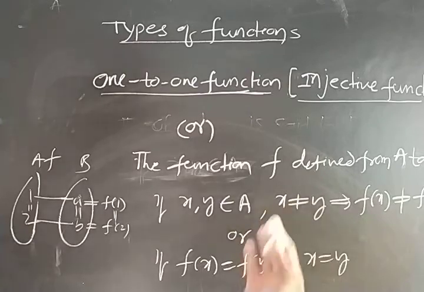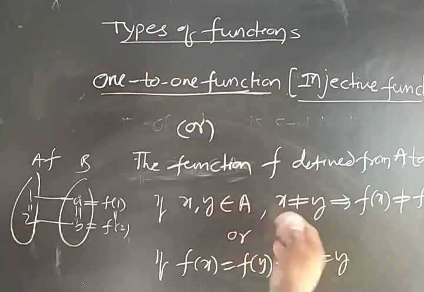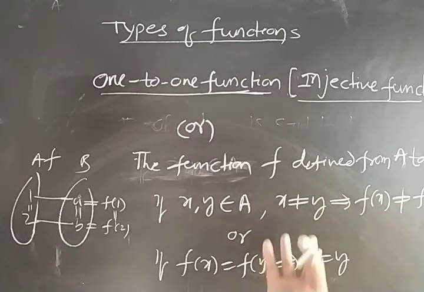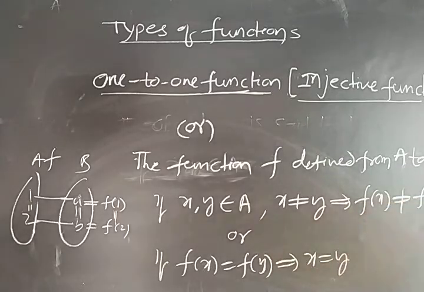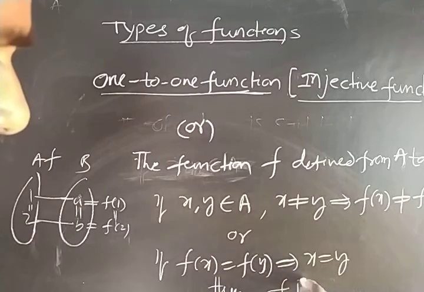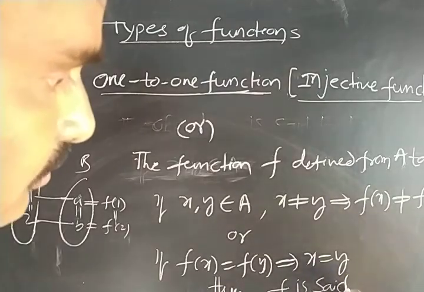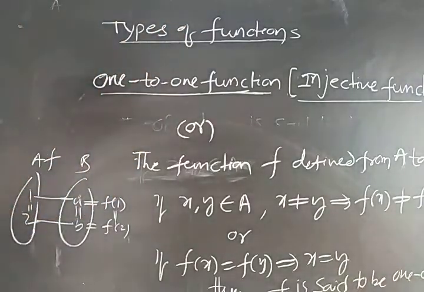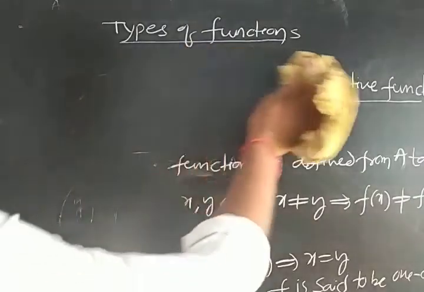These definitions are useful while solving problems. You can use this definition or this definition. If x is not equal to y, then the images are also not equal. And if the images are equal, then you can show the pre-images are also equal. Then only we can say that f is said to be 1-1. Understood? Right. This is the 1-1 definition, a very, very important definition in types of functions.